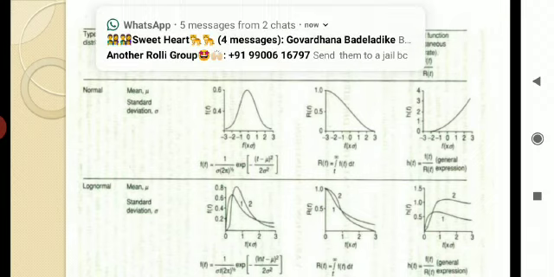Look at this: the type of distribution is normal, the parameters are mean mu and standard deviation sigma. Probability density function f of t. When the type of distribution is normal, the probability density function f of t can be drawn as this curve, and it has the formula f of t equals 1 over sigma root 2 pi times e to the power minus (t minus mu) whole squared divided by 2 sigma squared. This is the formula to find the probability density function f of t in normal distribution.